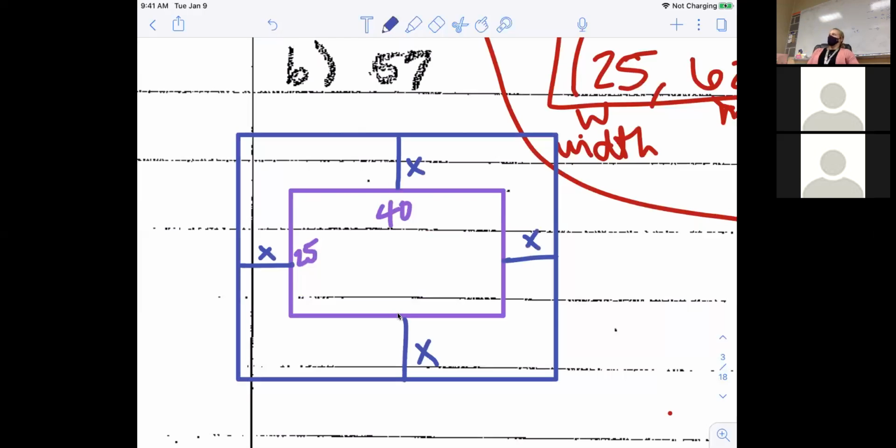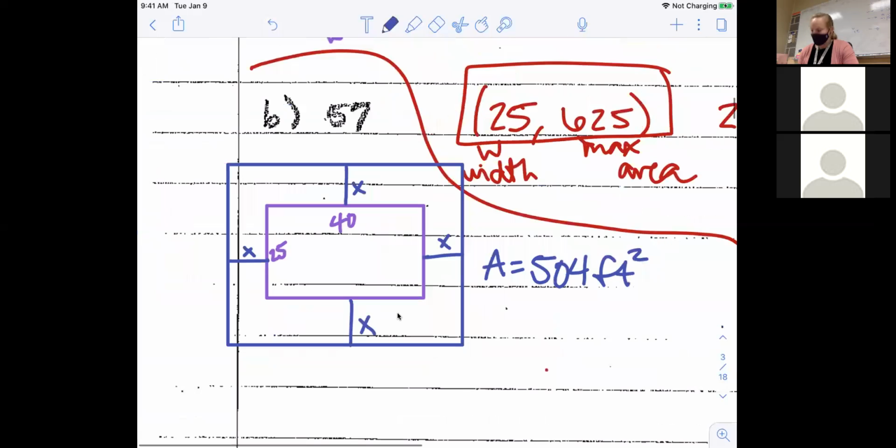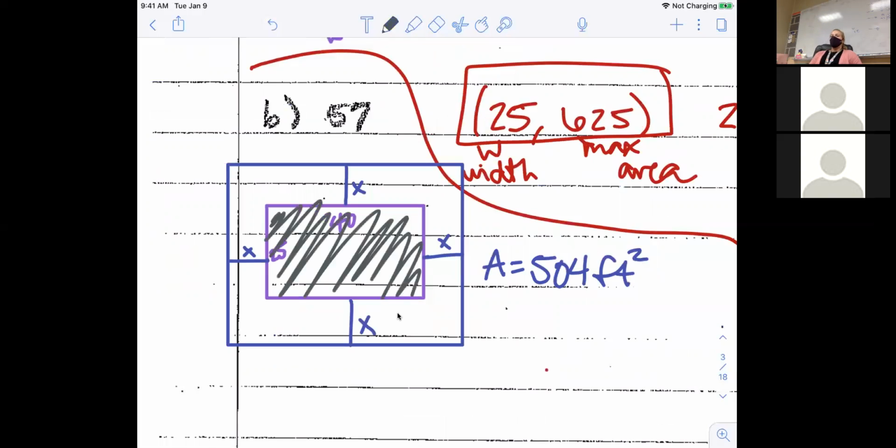Mine might not be great to scale, but it's as good as we're going to get. What it wants us to do, it tells us that the area of this strip is 504 feet squared. And so I want to find the area of all of that on the outside. I do not care about this patio on the inside. I'm going to essentially cross it out. But I know that the area of all of that blue frame on the outside is 504 feet squared.